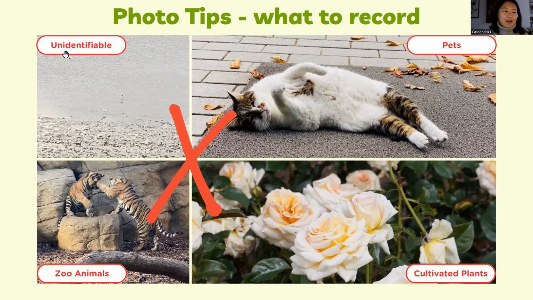First is photos of unidentifiable organisms, like this one. You can see two birds in there, but it's very difficult to see the features that you can use to ID them. Also your pets or zoo animals, those are not wild organisms. Or cultivated plants, which you normally find in gardens in a really beautiful shape. Again, if you can't tell whether it's cultivated or not, you can still record it, and there will be a great community there which can help you later. We'll talk about that later.